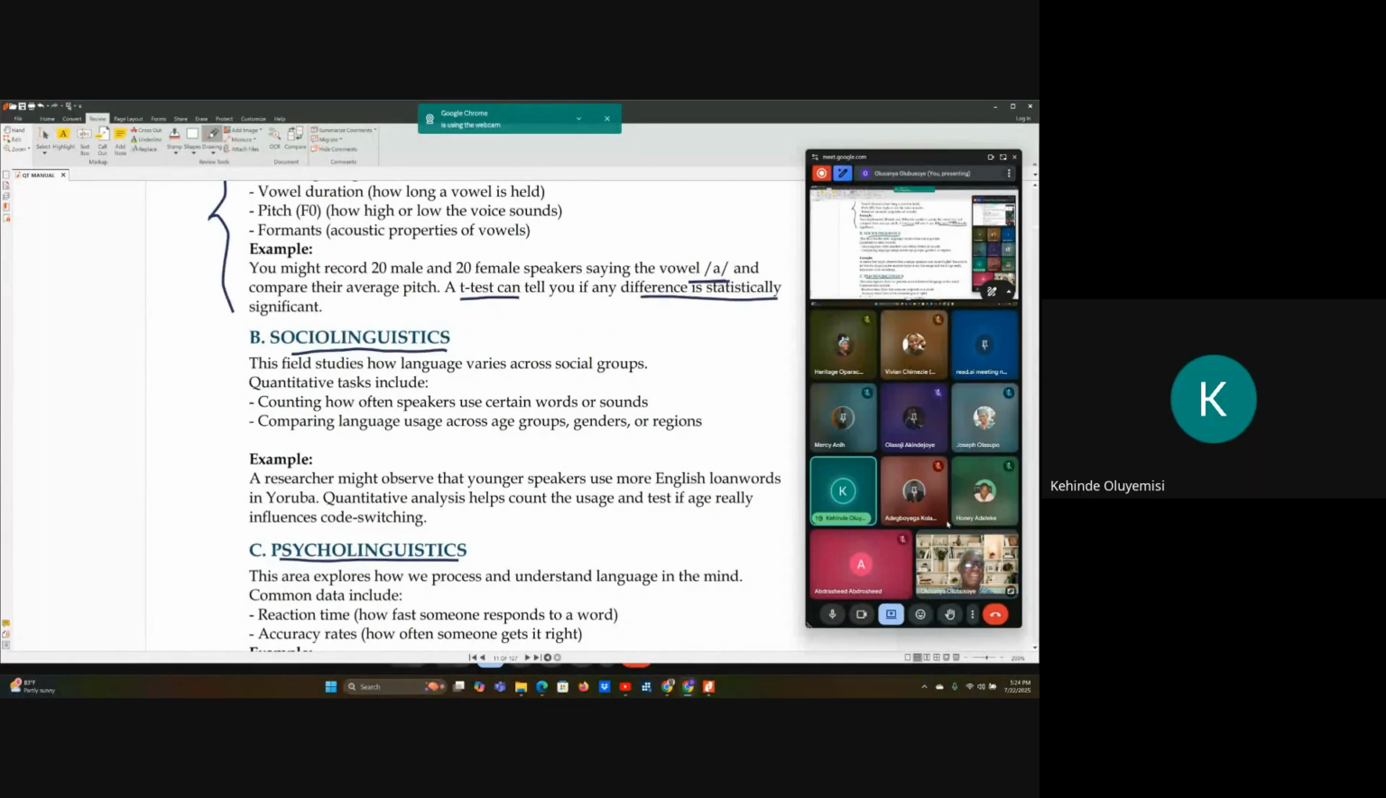Social linguistics is the study of the relationship between language and society. And we want to apply quantitative research to social linguistics. When we use quantitative study research to do our research, then we are talking about social linguistics and its relationship with language and society.